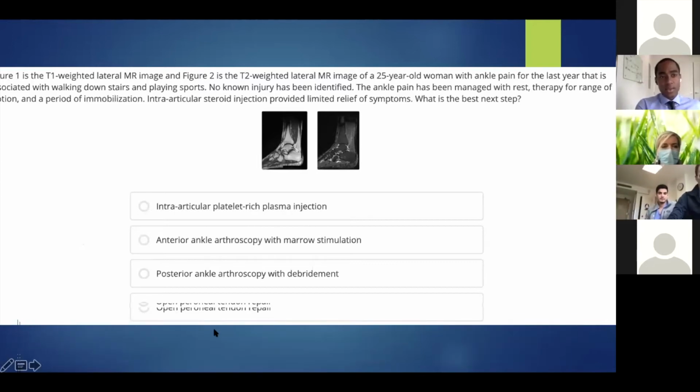So figure 1 is a T1 weighted lateral MR, and figure 2 is a T2 weighted lateral MR of a 25-year-old woman with ankle pain for the last year that is associated with walking downstairs and playing sports. No known injury has been identified. Ankle pain has been managed with rest, therapy for range of motion, and a period of immobilization. Intra-articular steroid injection provided limited relief of symptoms. And what is the next best step?